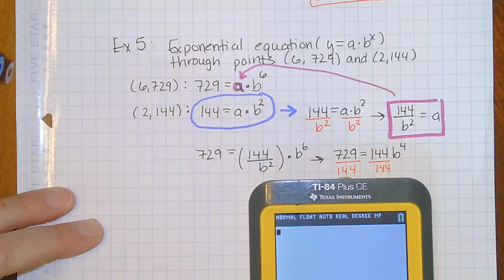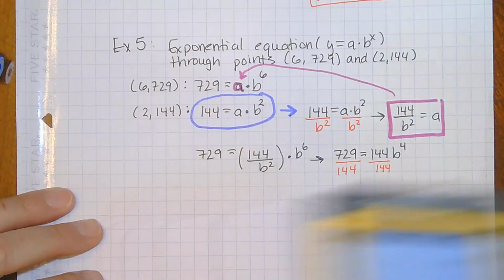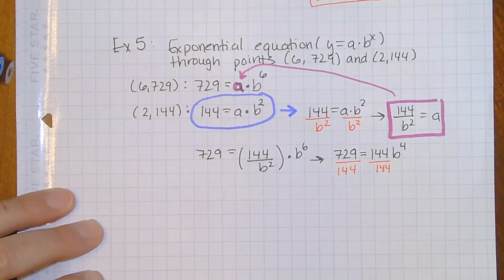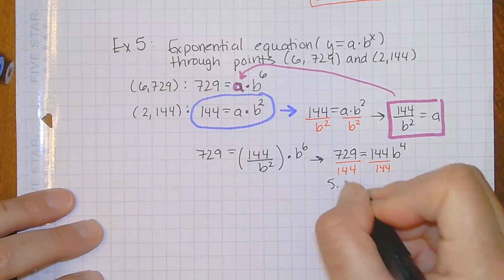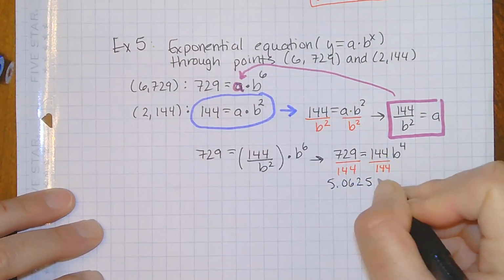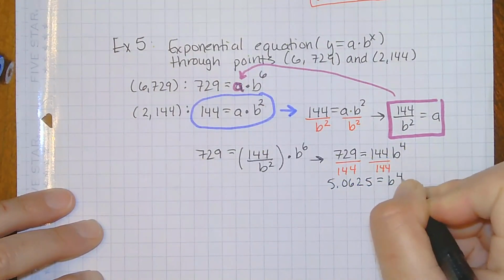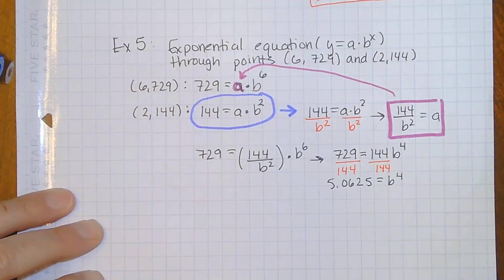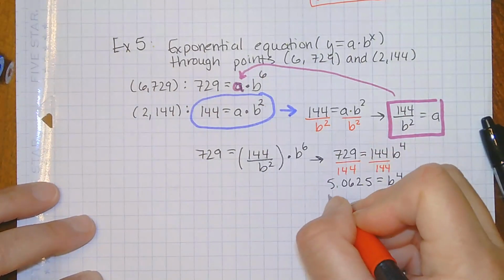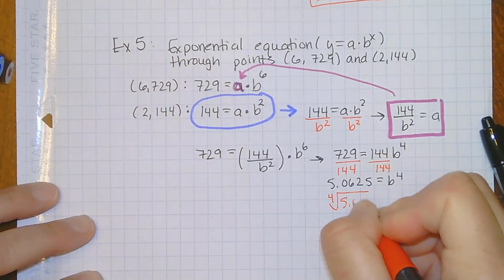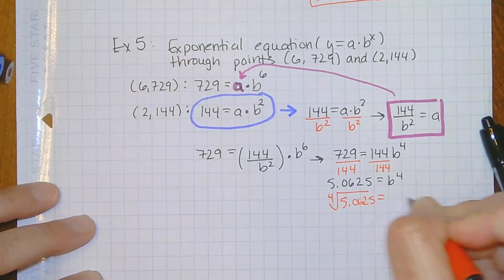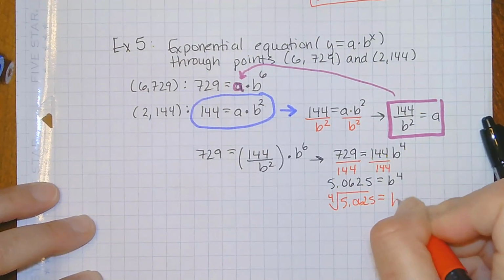And when I do, I'm going to take 729 divided by 144, which is 5.0625. Okay, so I get 5.0625 is equal to b to the 4th, which was the same that I got in the last problem because it is the same example. And now I'm going to take the 4th root of both sides. So I'm going to take the 4th root of this, and I'm going to take the 4th root of this, which is b.